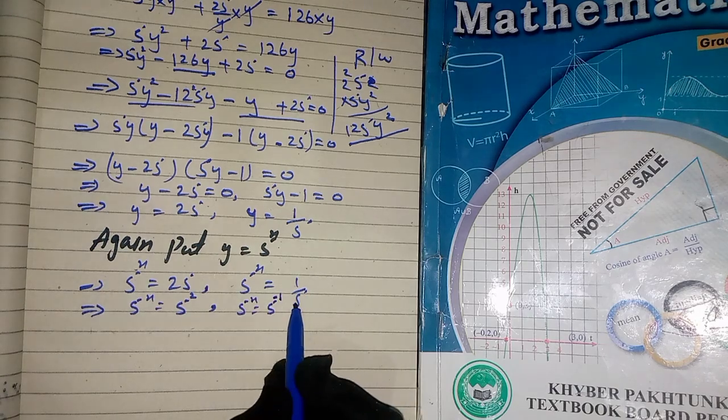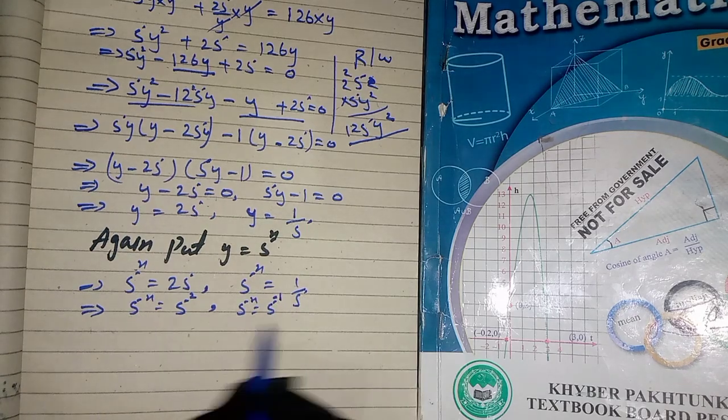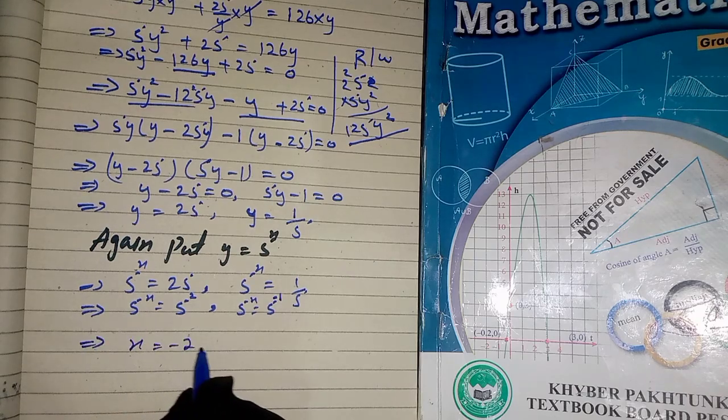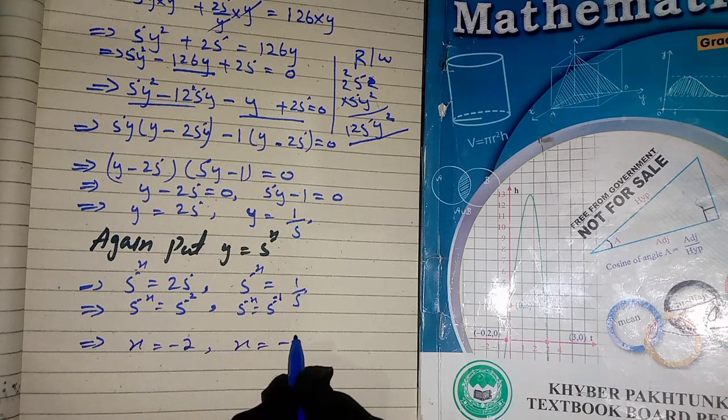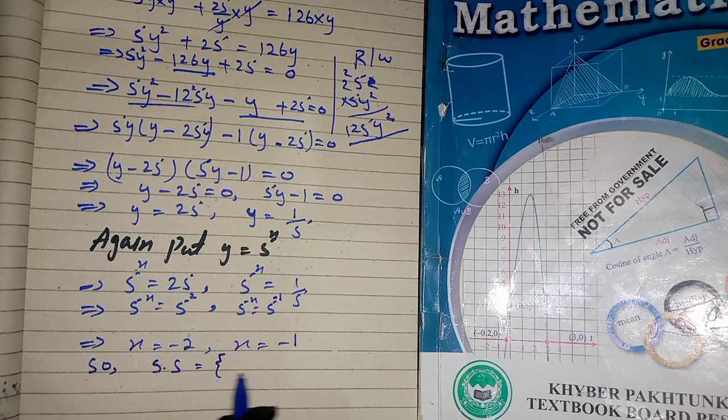When denominator goes to the place of numerator, its power will be minus. Here bases are same, so we compare the power. X is equal to 2 and x is equal to minus 1. So solution set is equal to minus 1 and 2.